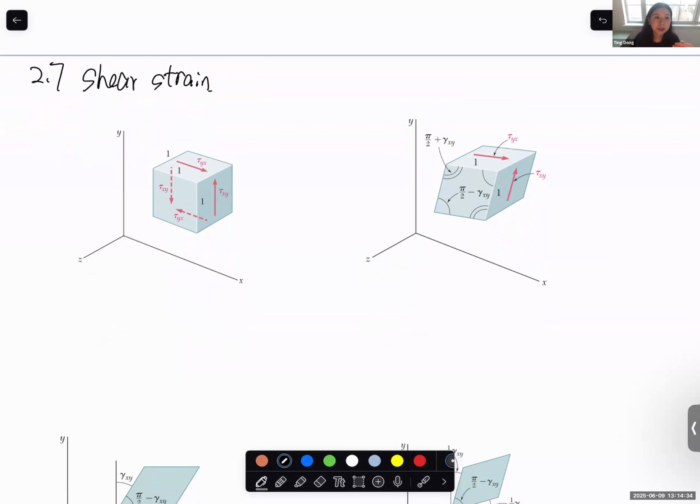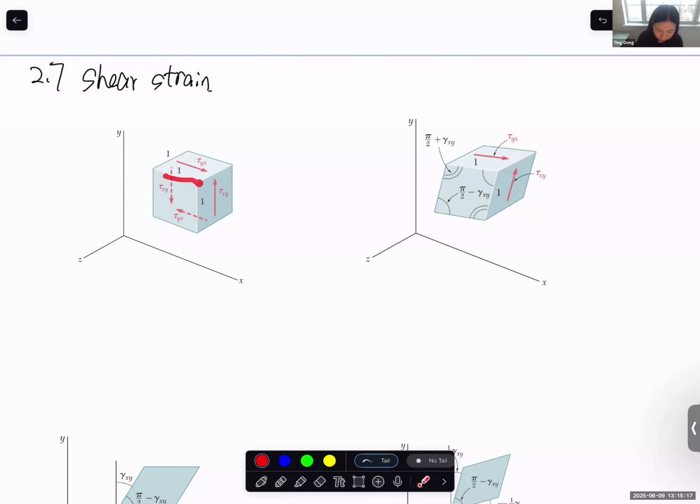Shear strain: if you remember normal force, normal stress, and normal strain, the definition of normal strain is the elongation delta over the original length L. The shear strain here is generated by the shear force, so there's no extension or contraction. It's really the change of angle. Imagine a cube with a shear force applied, generating shear stress. The structure itself will not have elongation or contraction, but the deformation becomes a change of angle.